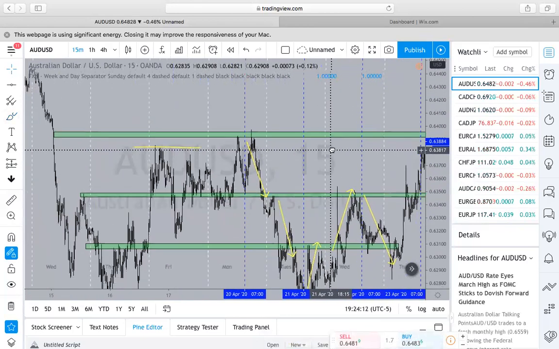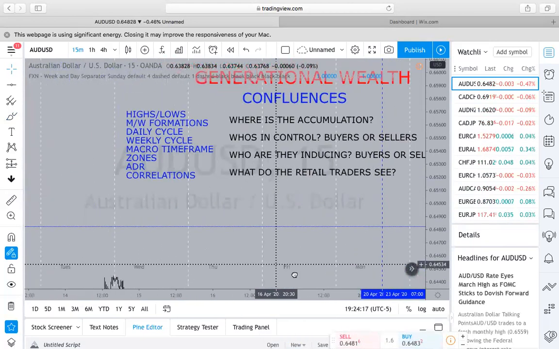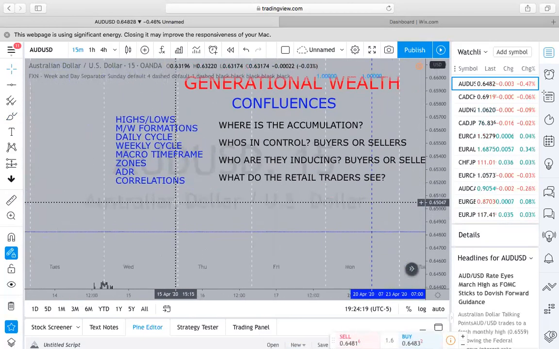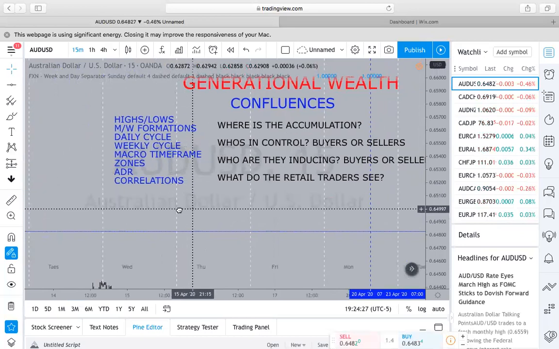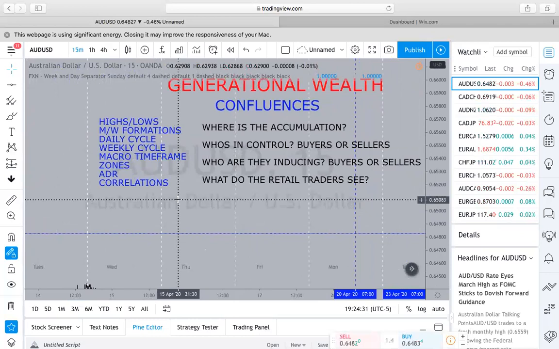So them highs and the lows, them M and W formations, and then trading the daily cycle structure. Understanding the daily cycle structure is very important because you're not always going to get a perfect, pretty Asian consolidation and then a London breakout, then the New York reversal.